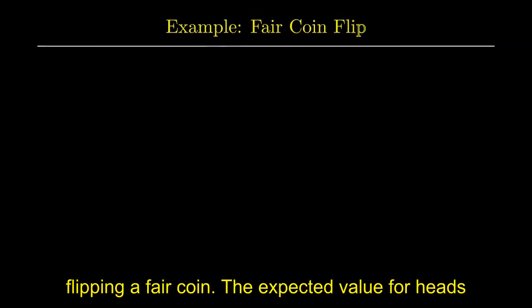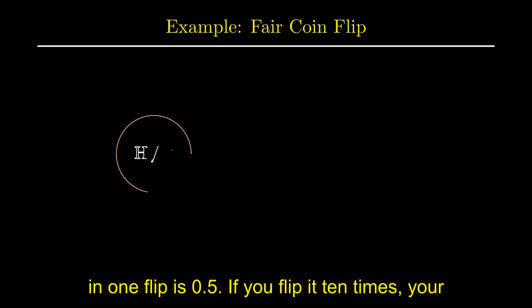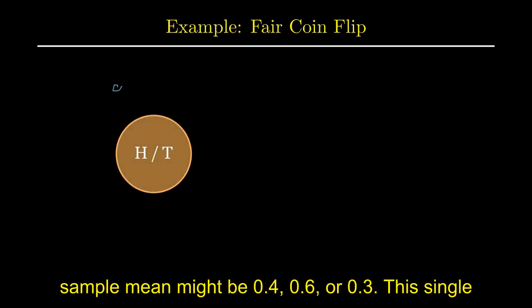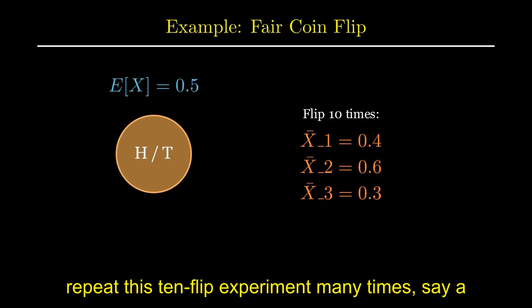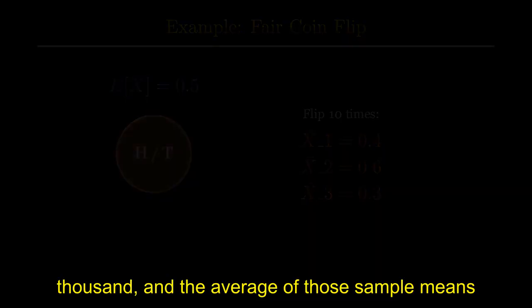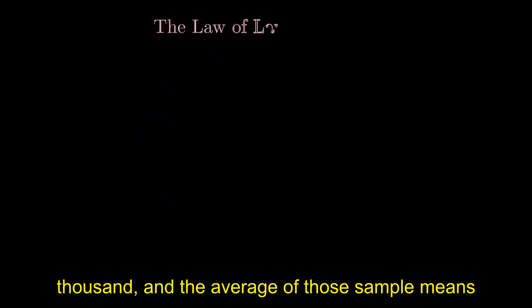Consider flipping a fair coin. The expected value for heads in one flip is 0.5. If you flip it 10 times, your sample mean might be 0.4, 0.6, or 0.3. This single sample mean is unlikely to be exactly 0.5. However, repeat this 10-flip experiment many times, say 1,000, and the average of those sample means would indeed be very close to 0.5.